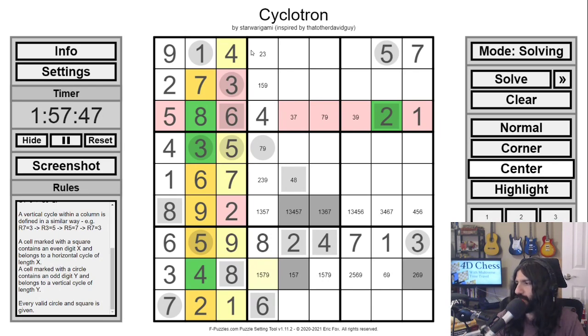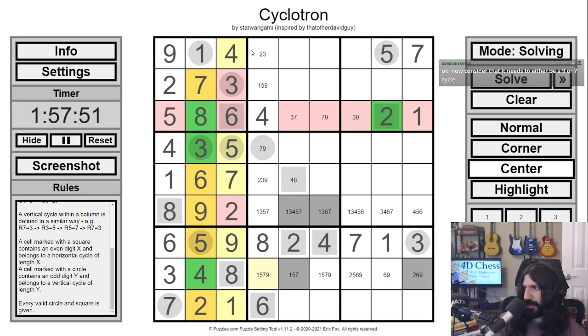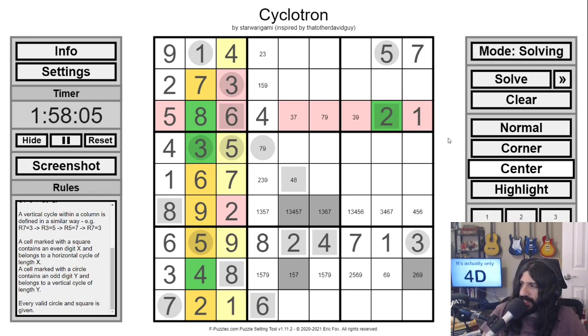1, 2, 3, 5, 7, 9. So we haven't restricted it any further, right? Consider it needs to be either not a 5-9 cycle or a 5 cycle. Or sorry, a 9 cycle or a 7 cycle. Okay, it's got to be a 9 cycle or a 7 cycle. It's got to be a 9 cycle or a 7 cycle, chat.